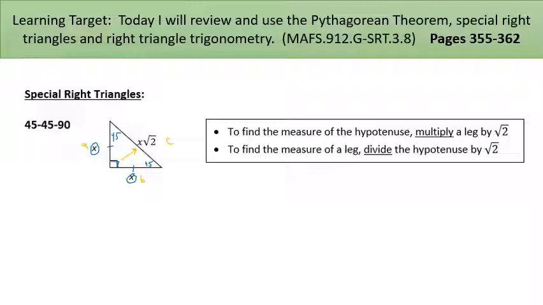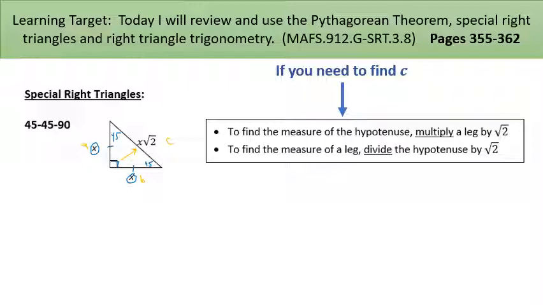You don't have to do A squared plus B squared equals C squared. You don't have to do Pythagorean theorem. You can just go straight to the rules, like a shortcut, and find the answer. Okay? So, to find the measure of the hypotenuse, we multiply the leg times the square root of 2. We do that if we're trying to find the hypotenuse, if we're trying to find C.